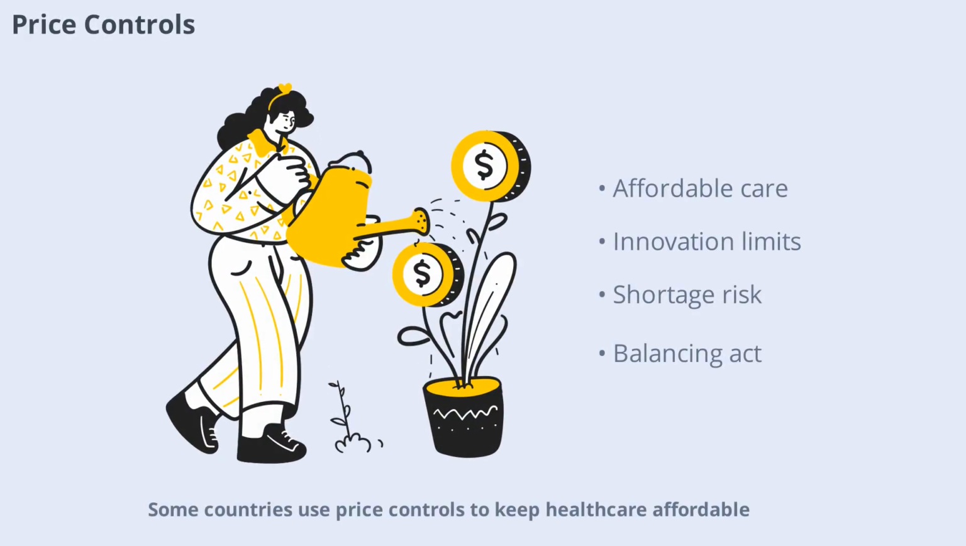Some countries use price controls to keep healthcare affordable. These controls can limit how much providers and drug companies can charge. While this can make care more accessible, it may also reduce incentives for innovation or lead to shortages if prices are set too low.